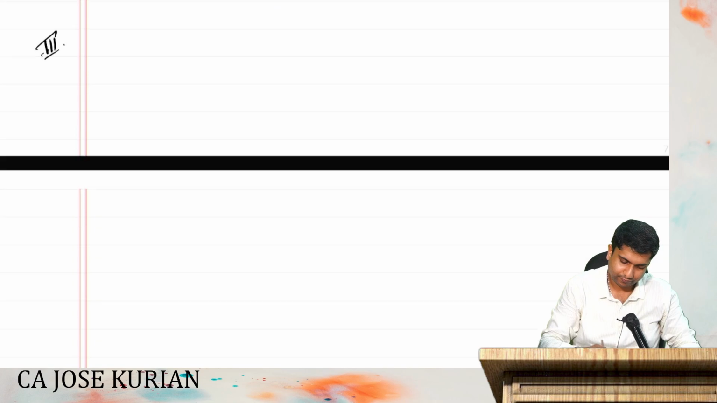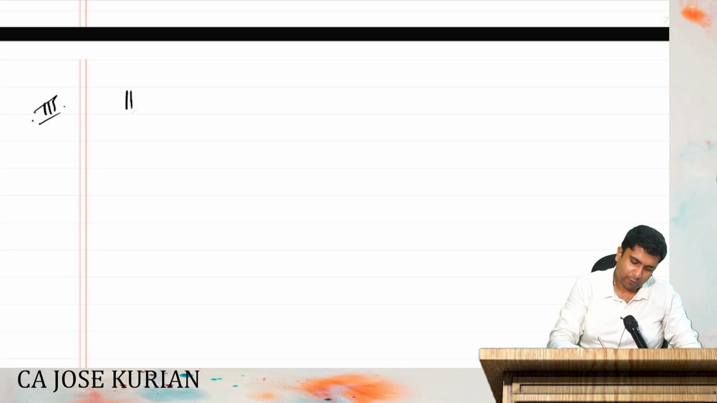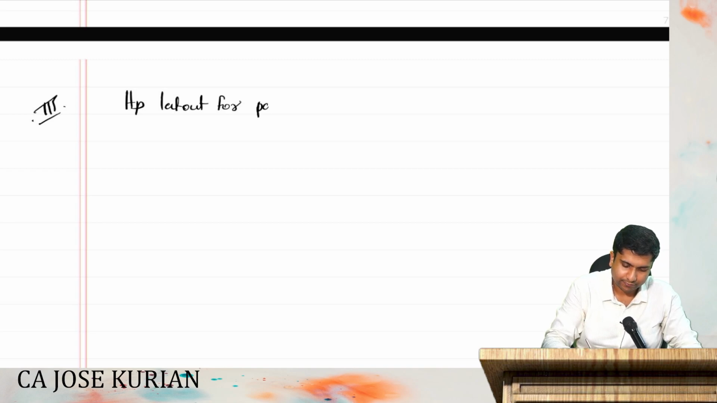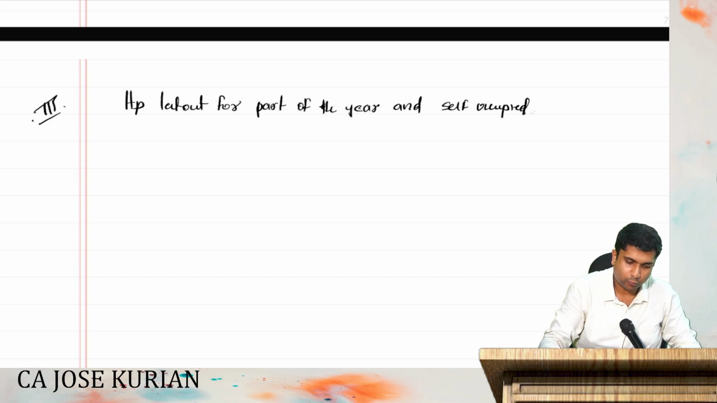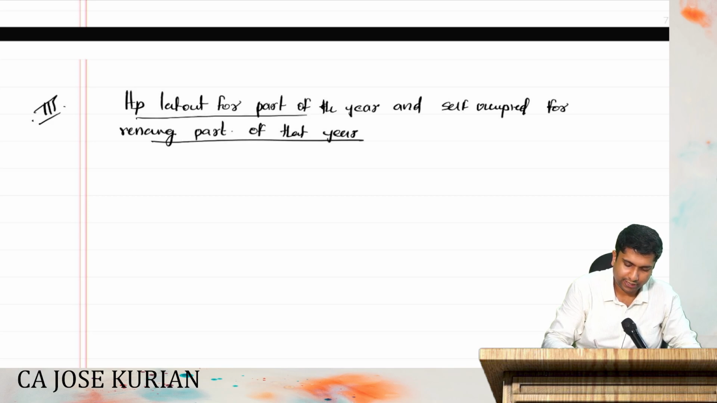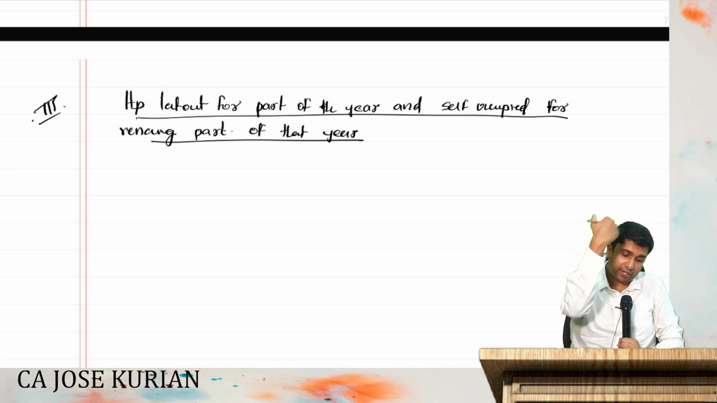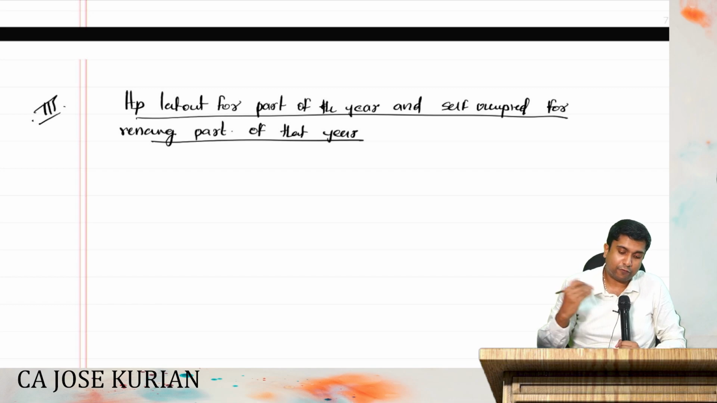Third type of property. I will write it here. House property let out for part of a year and self-occupied for the remaining part of that year. What do you mean by this? A house property which is let out for part of the year and self-occupied for the remaining part of the year.